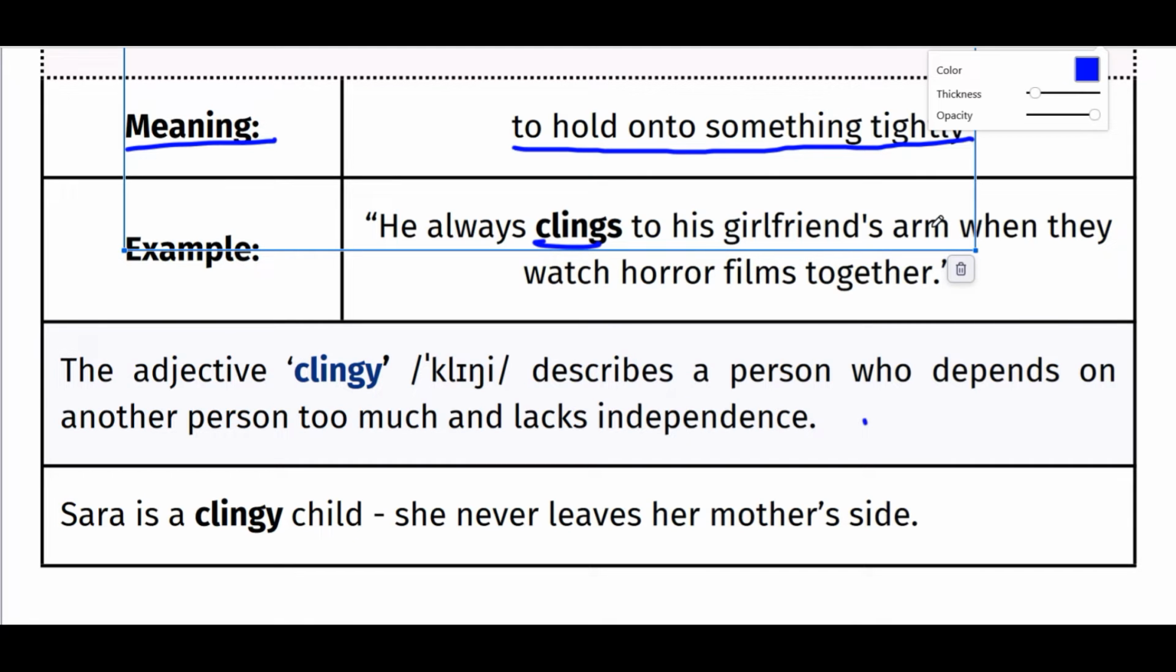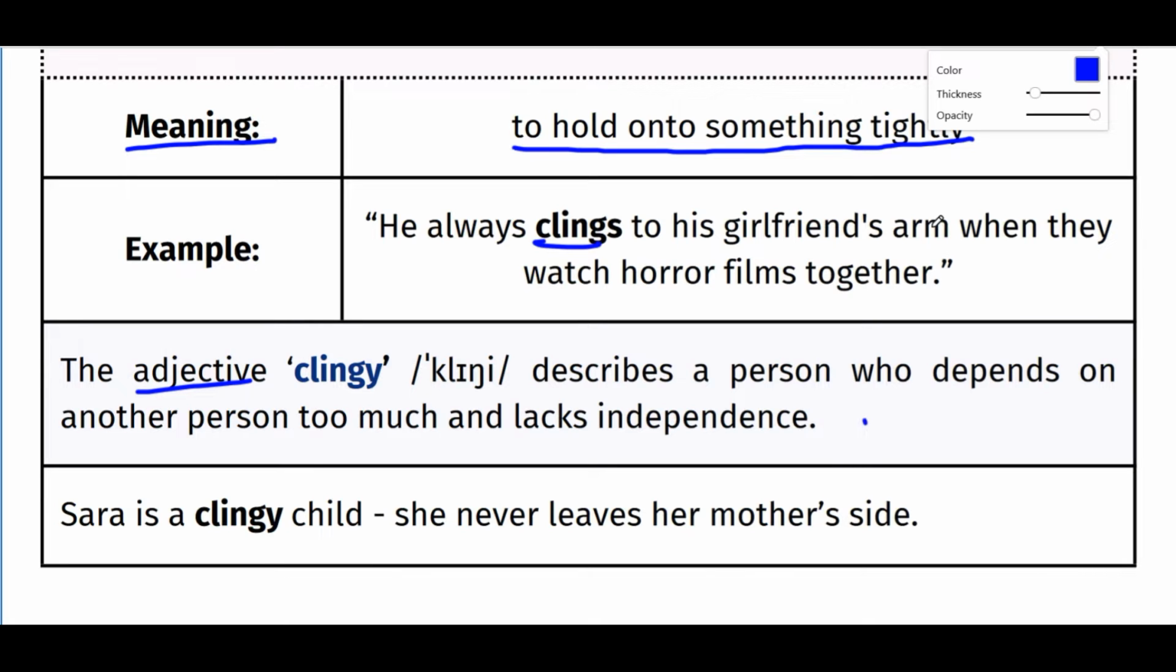Then cling can also be used as an adjective, where you can call someone a clingy person. So this one describes a person who depends on another person too much and lacks independence. So it's where you depend on someone, maybe for money, maybe for food, whatever, and because of too much depending on that person, then you lack independence. You are not independent, which simply means also you can't survive on your own.